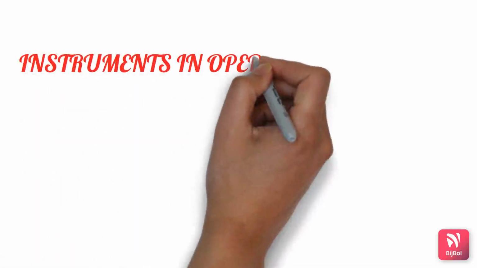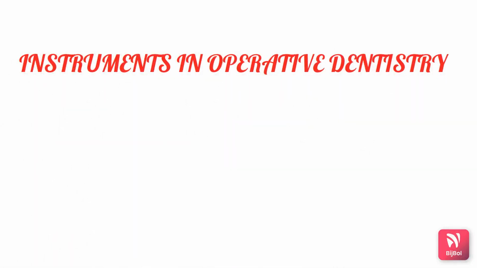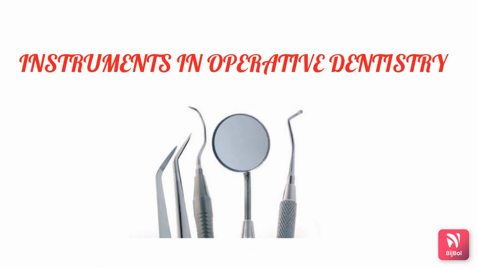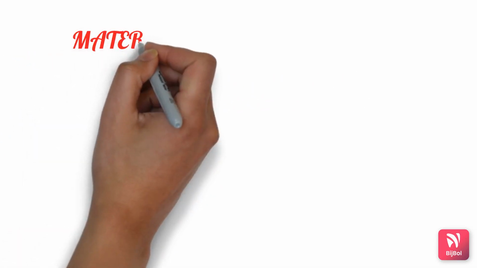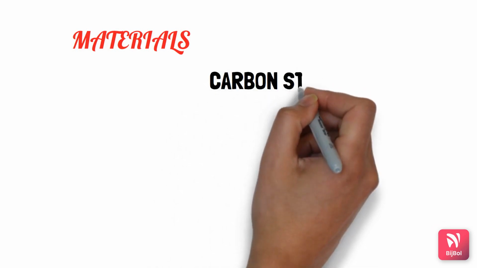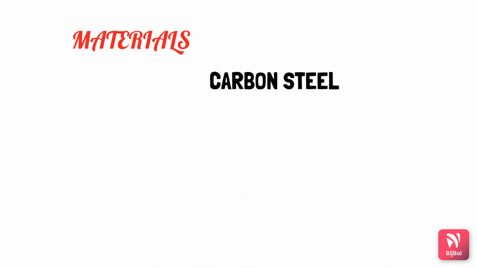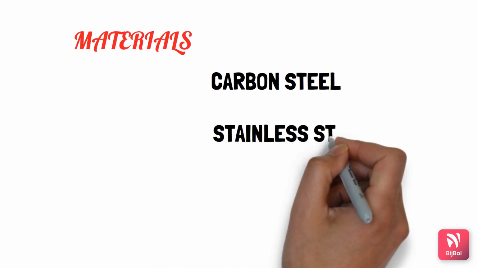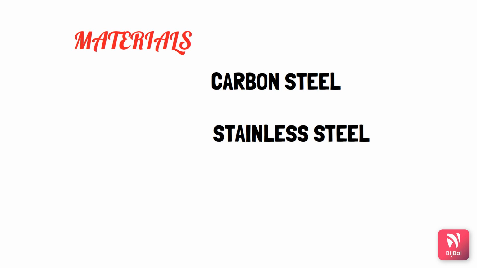Today's topic is instruments in operative dentistry. If you see, the materials used for manufacturing of instruments: originally, hand instruments were made up of carbon steel, which is preferred for cutting instruments as it is harder and maintains its sharpness. However, they are more prone to rusting on sterilization. So presently, stainless steel is preferred for most instruments as it is passive and can withstand repeated sterilization cycles.